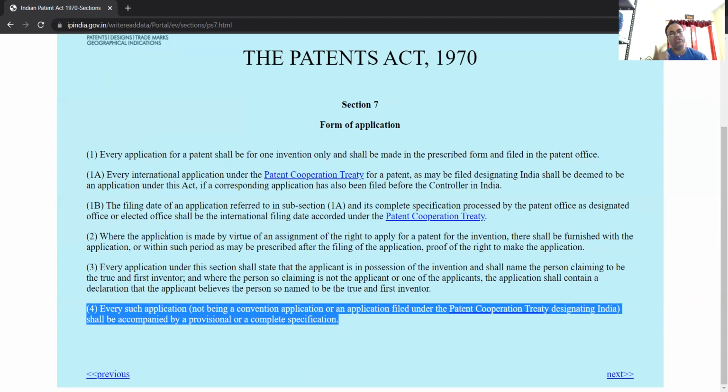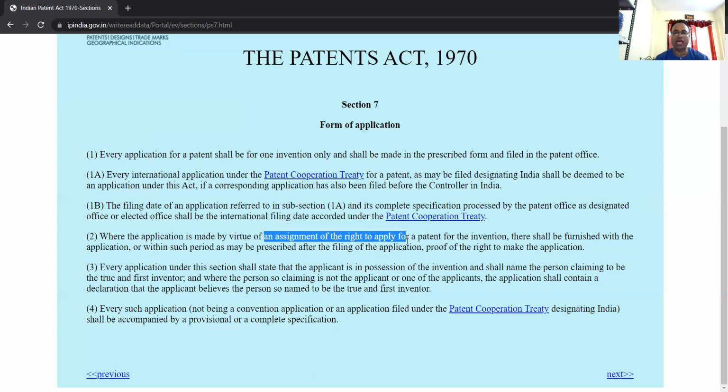So in section 7, only one thing is important to remember, that the filing date for the PCT is the international filing date. And number 2, form 7.2, where application is made by virtue of assignment of the right to apply for a patent for the invention, then within 6 months, proof of right to make application has to be submitted. Okay, so what is generally done is that these are the things which are submitted at one go, because it is very difficult to track those times. So practically they submit everything together. So section 7 says that while filing application, form 1 and form 2 and proof of right to make application are submitted at one go, and filing date for the PCT is the international filing date. So these are things to be remembered in section 7.